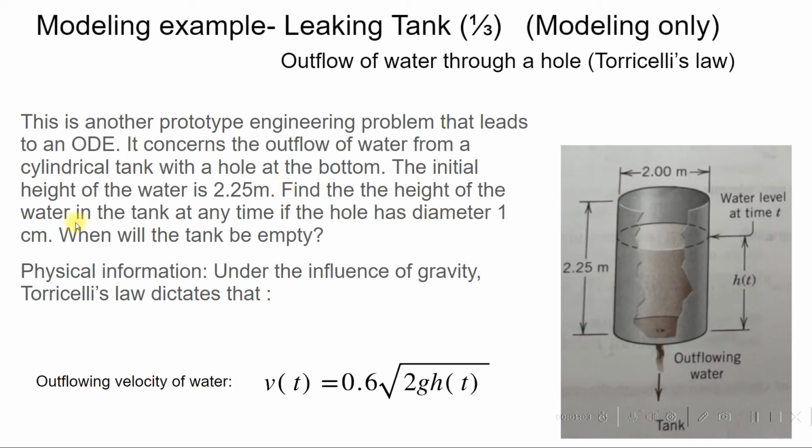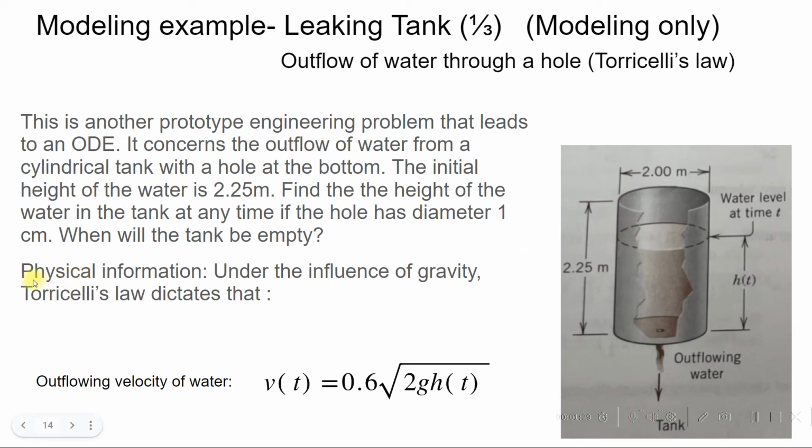Find the height of the water in the tank at any time if the hole has a diameter of 1 centimeter. So the diameter of this hole on the bottom of the tank is 1 centimeter. And when will the tank be empty? That is, when will the height of water be 0?